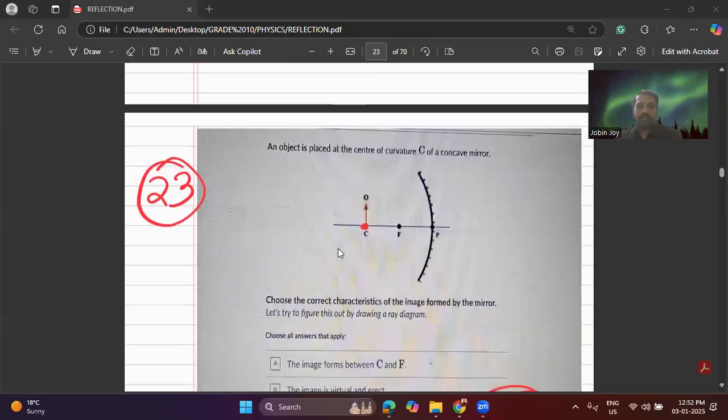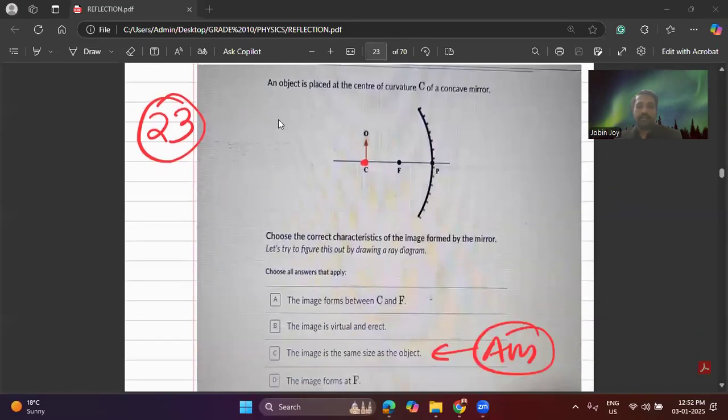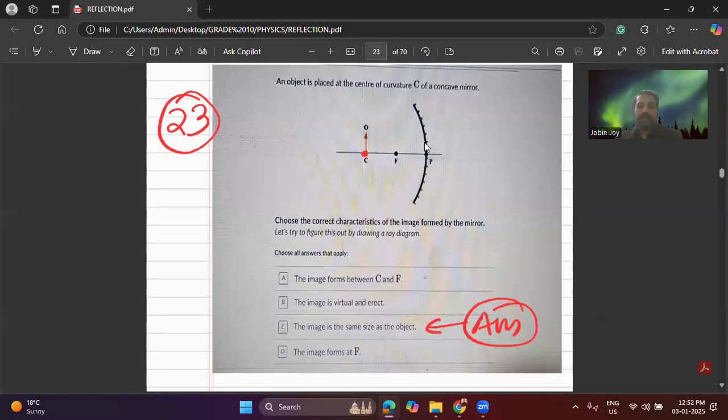Then another question is like this. An object is placed at the center of curvature. Here, this is the object, and the object is placed at the center of curvature of a concave mirror. You have to select the correct characteristics of the image formed by the mirror.